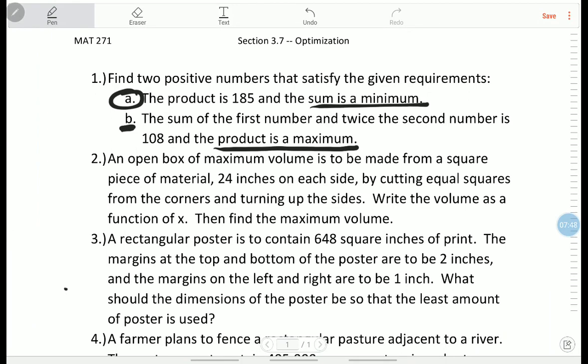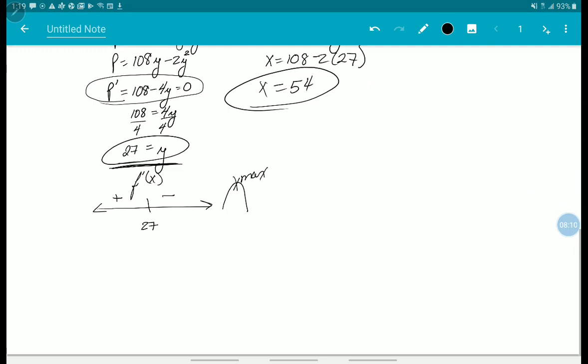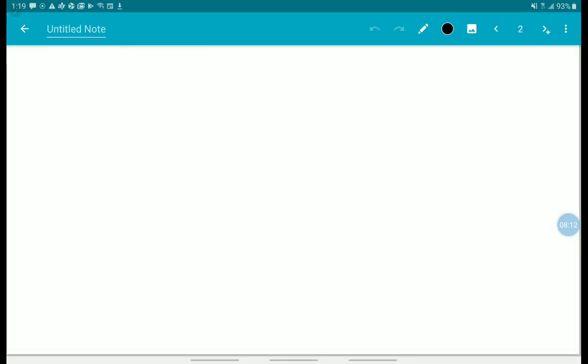Number 2, we have an open box of a maximum volume that we're making from a square piece of material, 24 inches on each side. And we're cutting equal squares from the corners and turning up the sides. We want to write the volume as a function of x, and then we want to maximize the volume. This is one of my favorite problems, by the way. So let's look at how to tackle this.